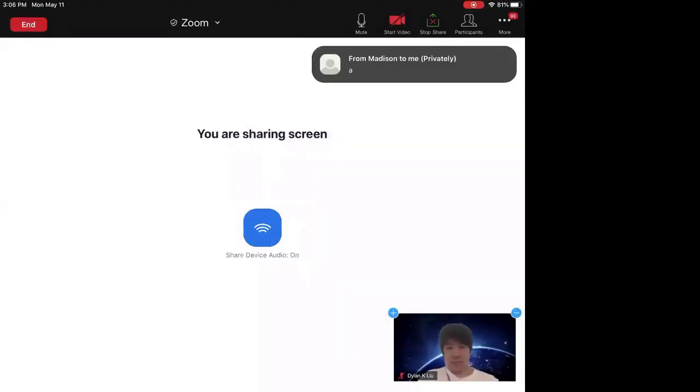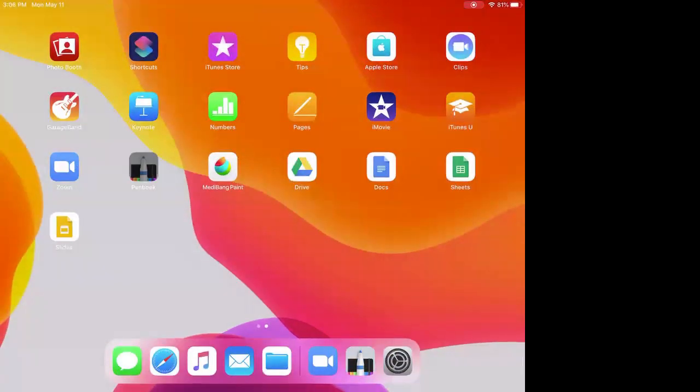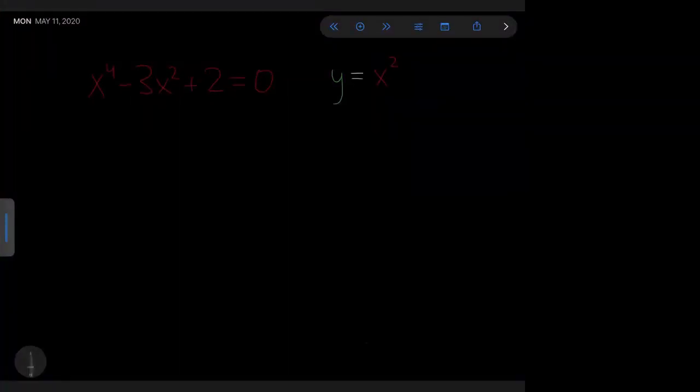So this is a little bit more technically challenging than last time. So we're back. We have our equation, x to the fourth minus 3x squared plus 2 equals 0. So how would we solve this? Well, like I said earlier, we know our quadratic equations, right? ax squared plus bx plus c equals 0. We know how to solve those.